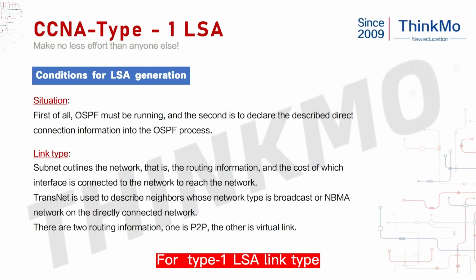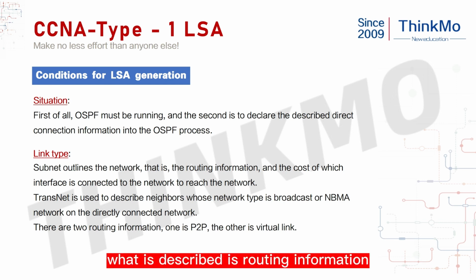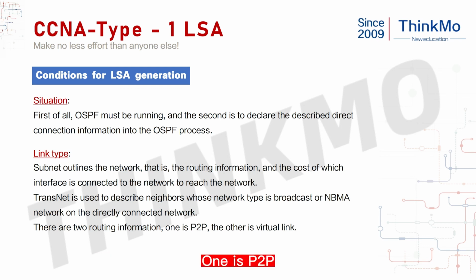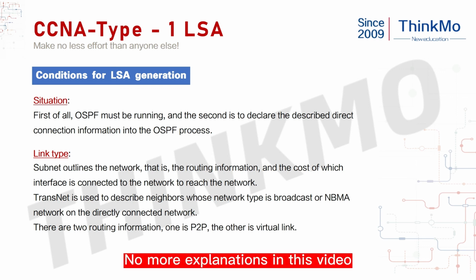For a type-1 LSA, there are several kinds of link types, so let's do an extension here. First, we just learned about stubnet, whose link type describes routing information, and transnet, which describes the topology information. There are also two other types: one is P2P, the other is virtual link, also called a virtual circuit. We won't explain these two in this video. I will explain them accordingly later.